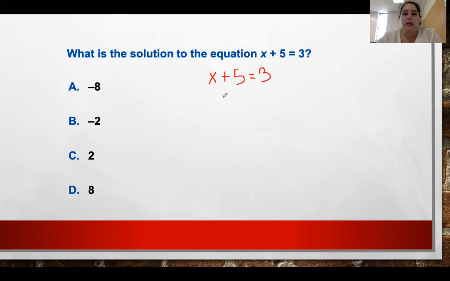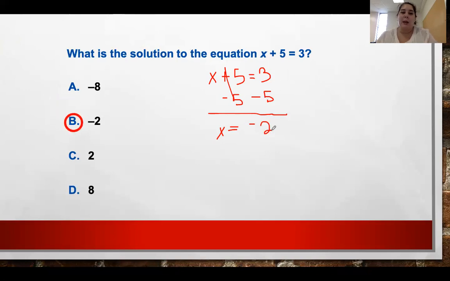So we're going to subtract 5 from both sides, because subtraction is the inverse of addition. When we do that, we cancel out, and we're left with just x on the left-hand side. And I'm going to do 3 minus 5, and I'm taking away a larger number, so that tells me my answer is going to be negative. So the answer is going to be negative 2. And so in my multiple choice, I would pick B, negative 2.